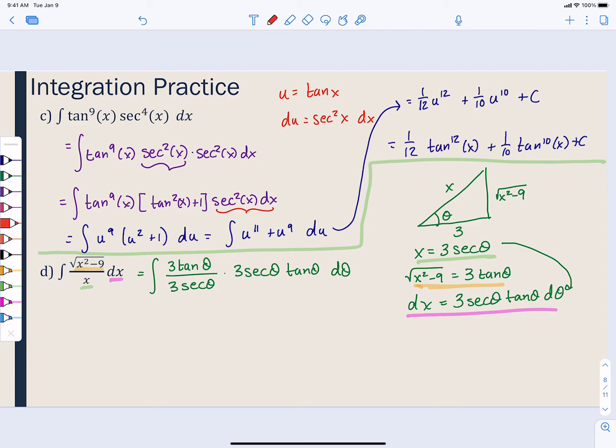And then we have a whole bunch of things that end up canceling in this, which is really nice.